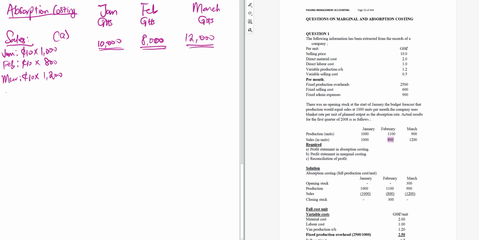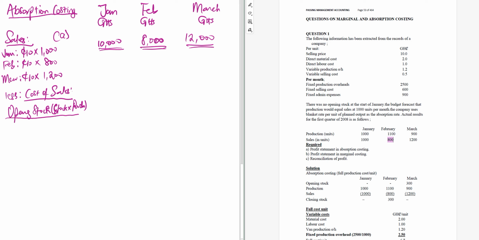The next thing is to less the cost of sales, right? Cost of sales is actually your cost of production. So I will start with opening stock, right? Opening stock. Now in January, you realize one thing: there was no opening stock. So we have to value our stock by multiplying our stock times our production cost per unit. And since it's absorption costing, we use the full cost of production.